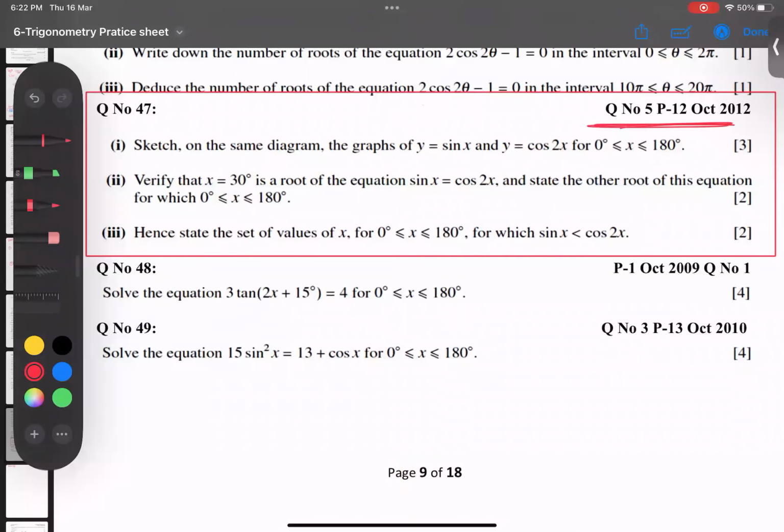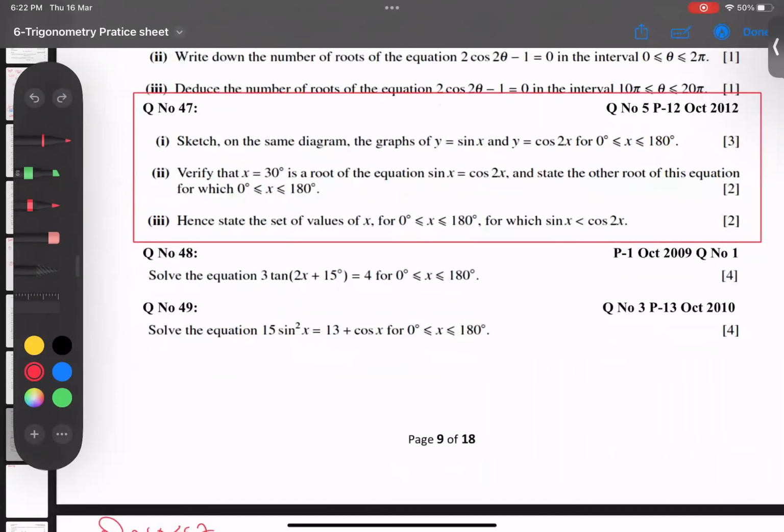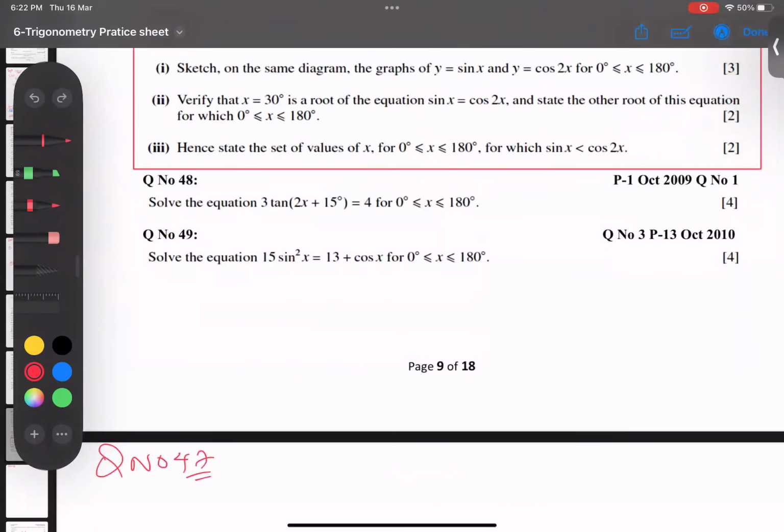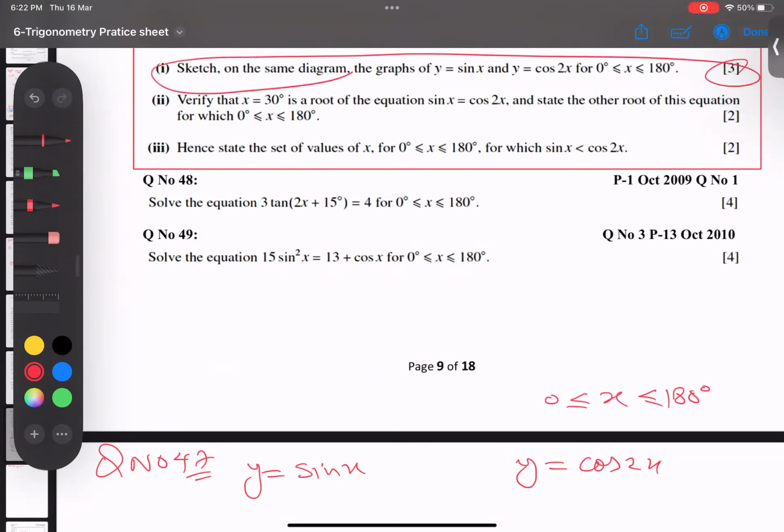Bismillahirrahmanirrahim. This question, October 2012, second variant. The question says we have two equations given: y is equal to sine x and y is equal to cos 2x. We have to draw till 180 degrees, and he's saying the 3 marks, same diagram.